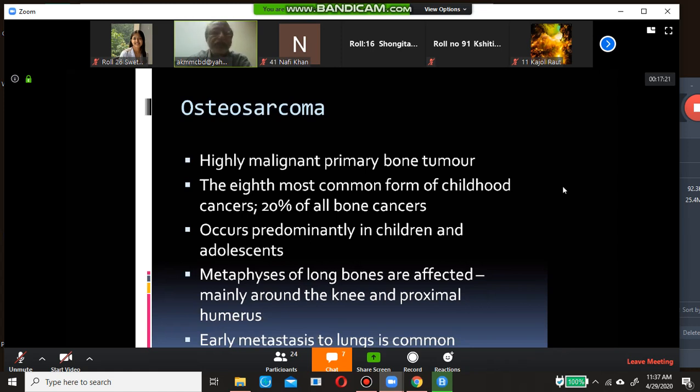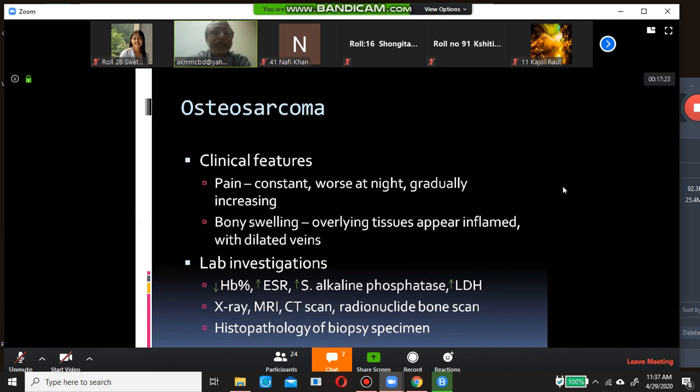Let's see what we have. Clinical features, investigation, X-ray. You said about the X-ray. And you ask for the MRI. Sometimes you can ask for CT if you want to have details, but what do you find in MRI? What do you want to see in the MRI?